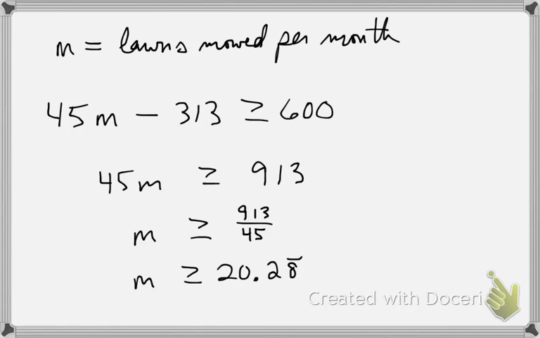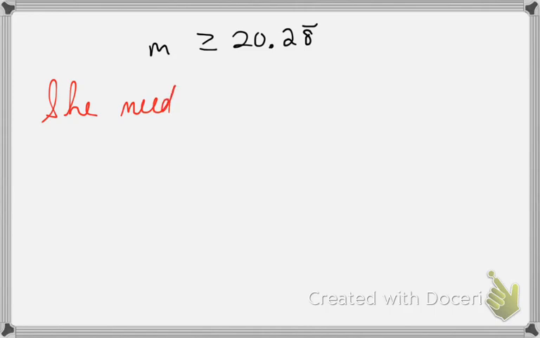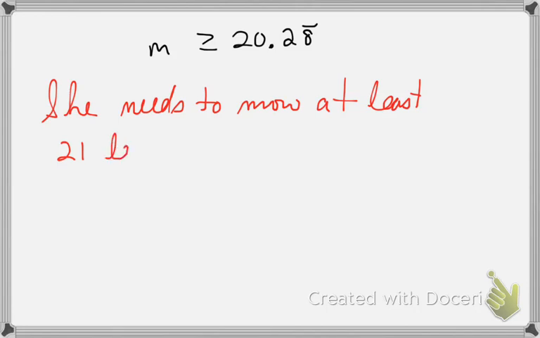But how do we answer word problems? With words, right? You don't go and say, M is greater than or equal to 20.28 repeating. There's your answer. That's not going to mean anything to this businesswoman. Actually, she's probably smarter than that. She could figure it out, but it's bad form. So how should I answer this in words? You could round it, 21 lawns. You're going to have to, because I don't think she's going to mow a fraction of a lawn and then call it quits. You have to mow at least 21 lawns. Like, nope, I'm done now. That's it. I'm going home. She needs to mow at least 21 lawns per month to make at least that profit.